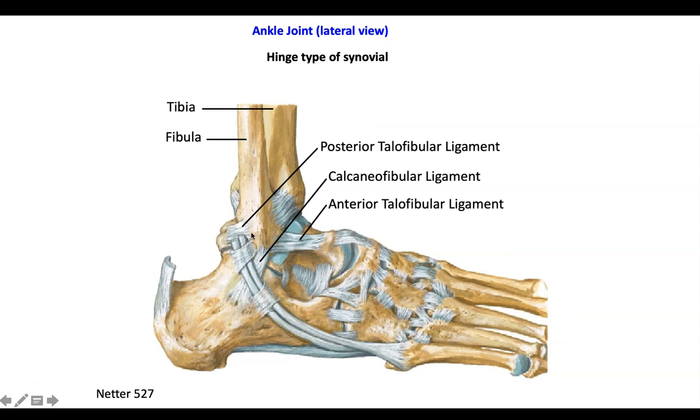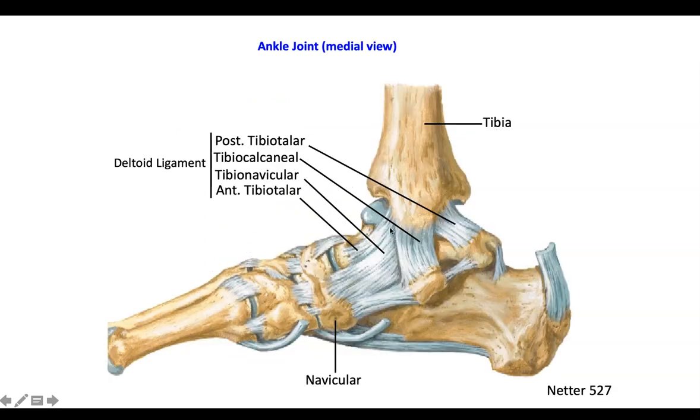The lateral ligament of the ankle joint is weaker than the medial ligament. The lateral ligament connects the lateral malleolus with the talus and the calcaneus. The lateral ligament has 3 different parts: the anterior talofibular ligament, calcaneofibular ligament, and the posterior talofibular ligament. These are the 3 different parts of the lateral ligament.